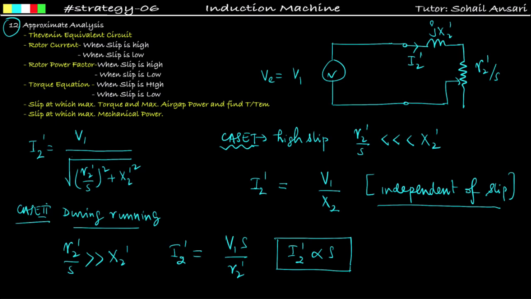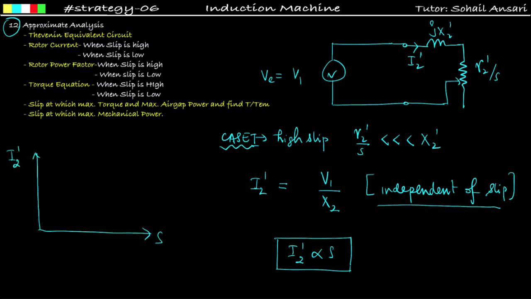So if I have to make the graph between I2 dash and slip, how will it look? This is I2 dash, this is slip equal to 1, meaning higher slip, and this is slip equal to 0, meaning lower slip. At higher slip, I2 dash is independent of slip, so the value of I2 dash will remain constant. After that, when slip becomes low, I2 dash will decrease like this. This is the graph between I2 dash and slip.